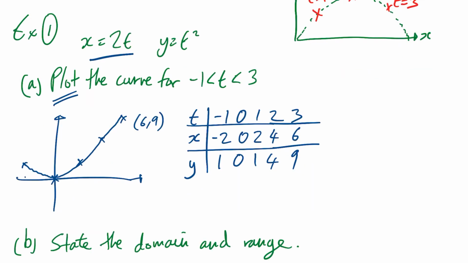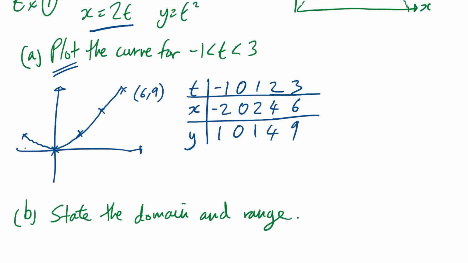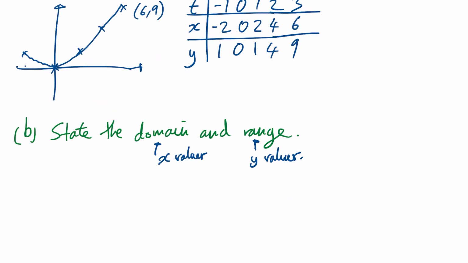Okay, let's have a quick look at the next question. State the domain and range. Well, now we've got a sketch. It's fairly straightforward. The domain links to the x values, and the range links to the range of y values. So having a look at our graph here, we can see that the x values go from -2 all the way along to 6, and our y values go from a low value of 0 up to the top value here of 9, and this is our domain and range.